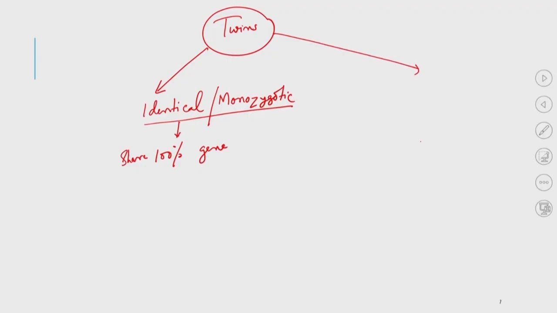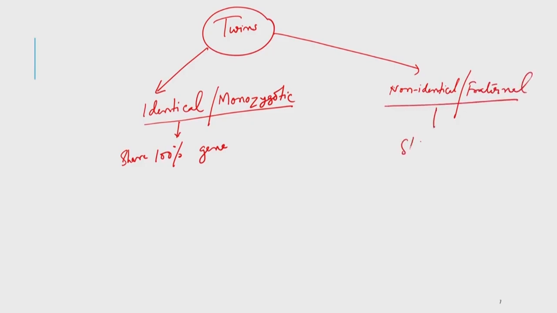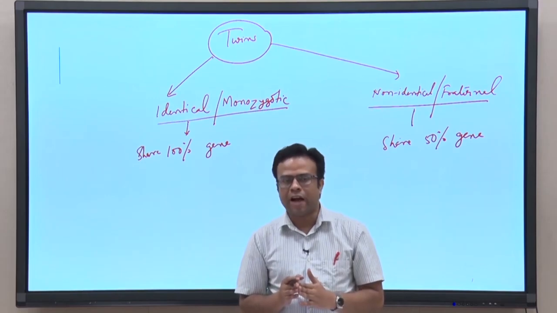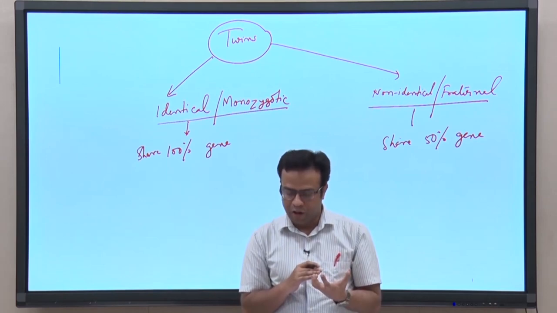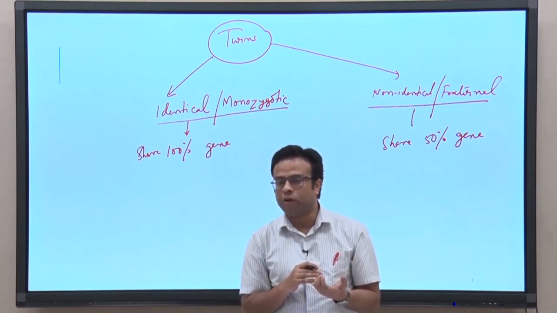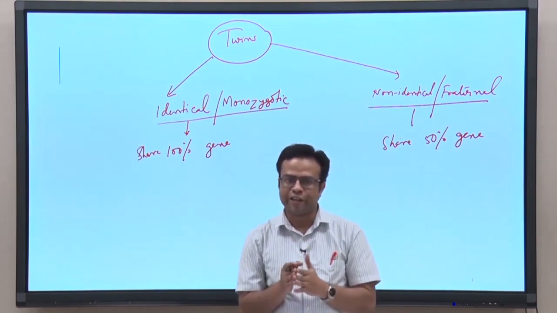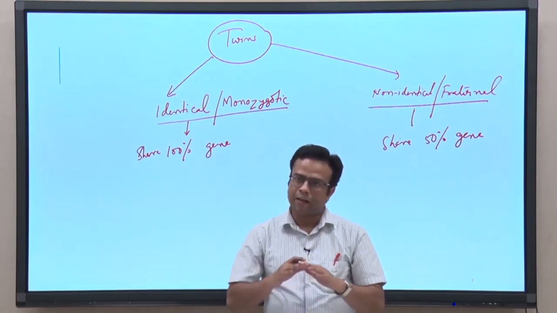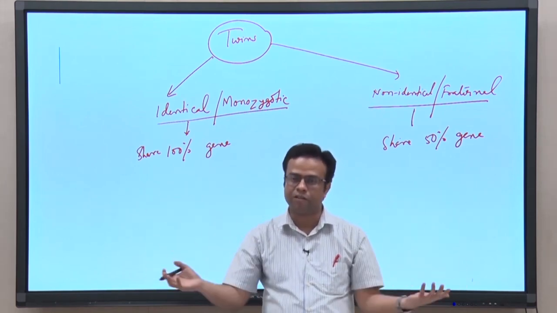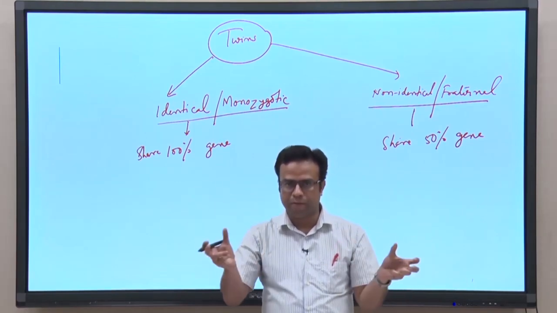The other type of twins are called non-identical or fraternal twins. They share about 50% of their genes, just like other siblings. So, they share only 50% of their genes. Studying twins can give valuable information about the influence of genes, particularly identical twins, because they share exactly the same genetic composition. So, if identical twins are studied, particularly the identical twins who are reared apart, those identical twins who after birth were separated for some reason and were reared in different family backgrounds and environments, by studying this kind of sample, we can understand the influence of genes.